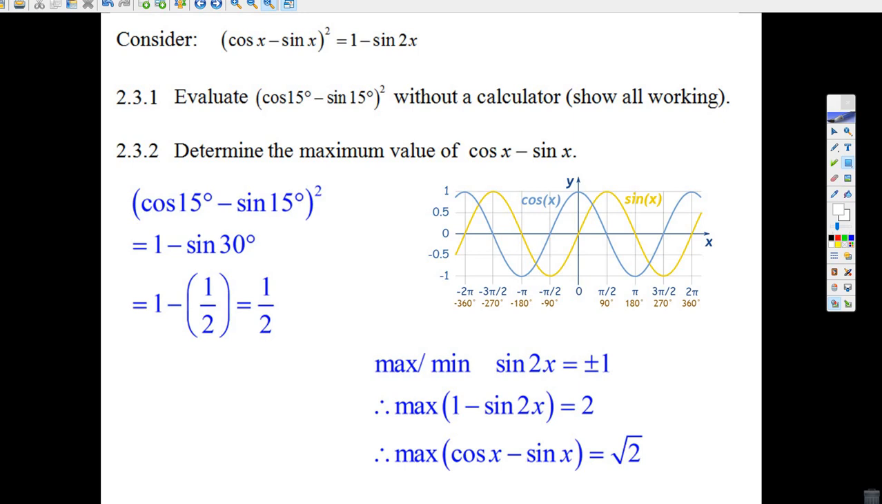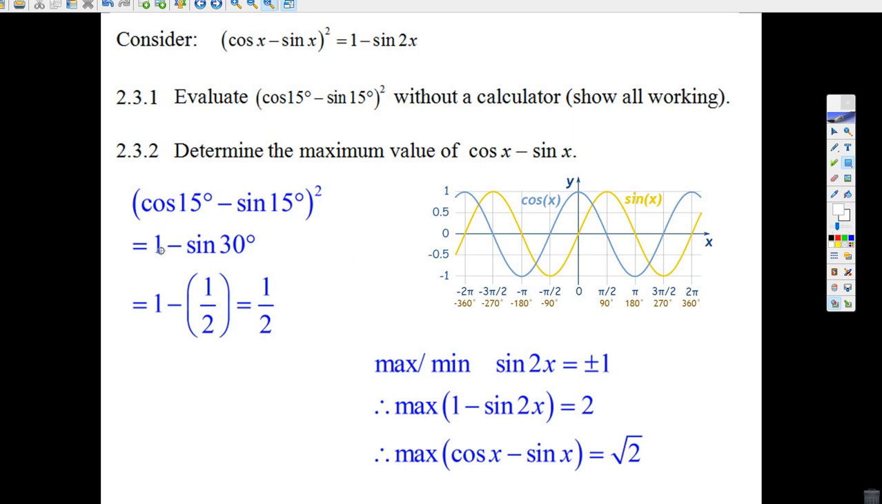And in fact, if you do FOIL on it, you'll get cos squared plus sine squared. That equals 1. And the inner and outer terms will give you minus 2 sine x cos x, which is really the sine of 2x. Okay, so if x is 15 degrees, then you should be able to go 1 minus the sine of 2 times 15 degrees. So it says evaluate this, cosine of 15 minus sine 15 squared, without a calculator.